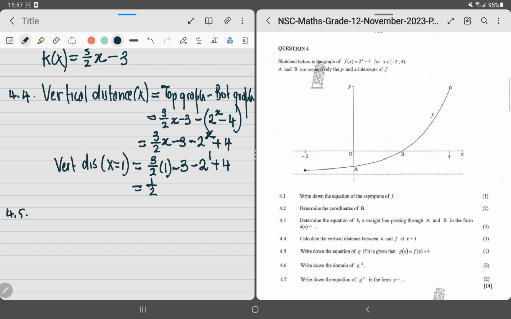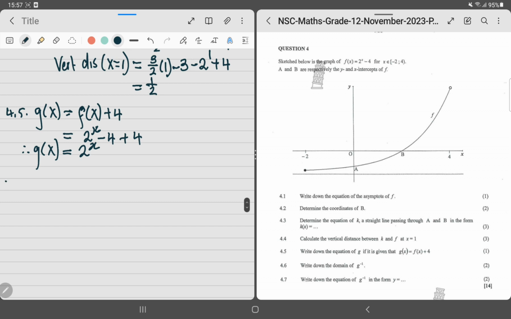4.5. Write down the equation of g if it is given that g of x is equal to f of x plus 4. So g of x should be equal to f of x plus 4. But f of x is equal to 2 to the exponent of x minus 4. We know that. Then we have to add a 4 there. So 2 to the exponent of x. Therefore, g of x is equal to 2 to the exponent of x.